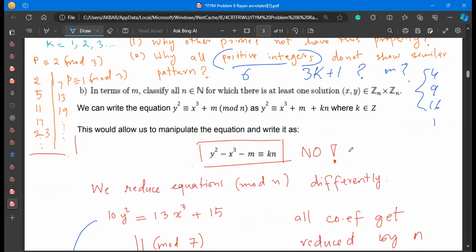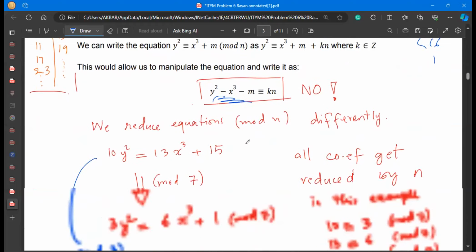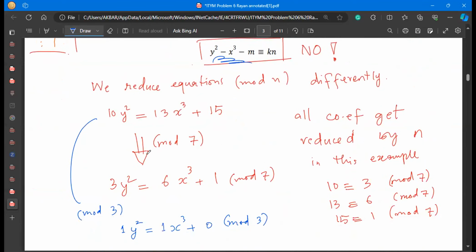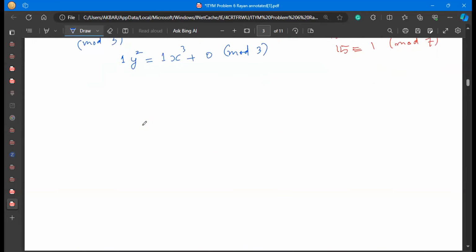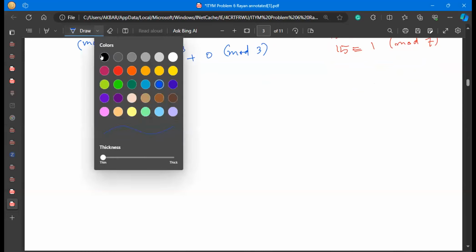और जो मैंने यहाँ पे I said कि this is not what we do when we mod this with n. So this is not the real way, instead of trying to look for this. और इस प्रॉब्लम को मैं बता देता हूँ कि ये प्रॉब्लम आपसे क्या डिमांड कर रहा है। This problem is asking you to classify all integers and let me choose a different color.